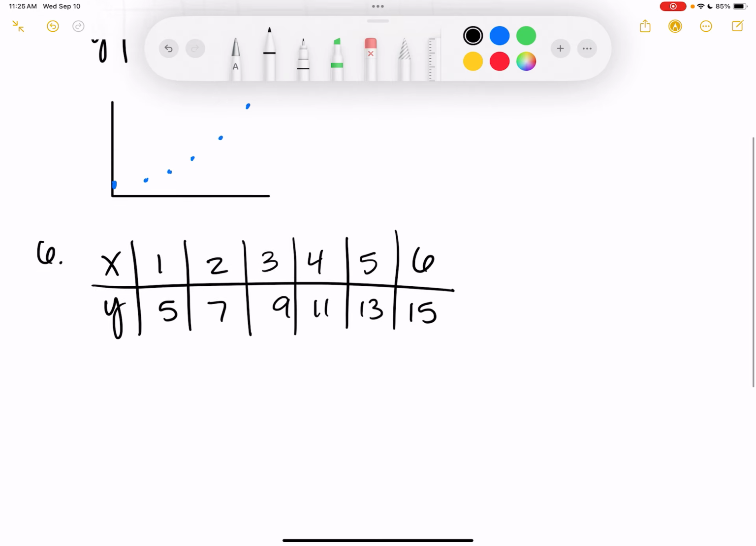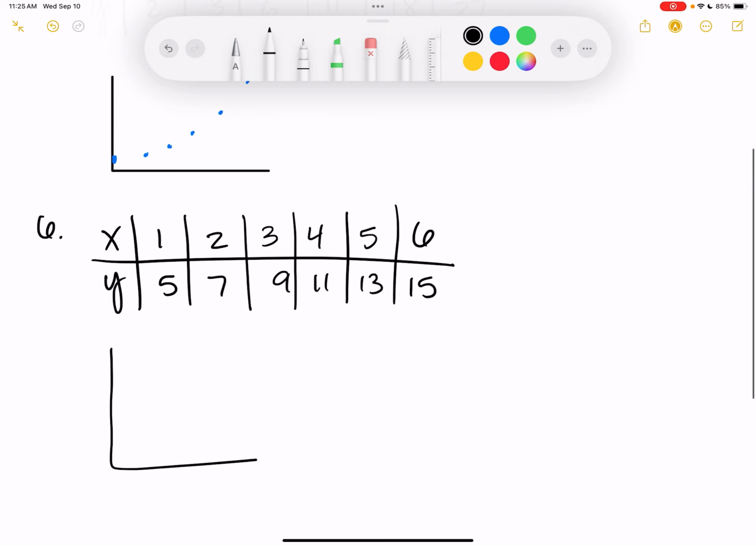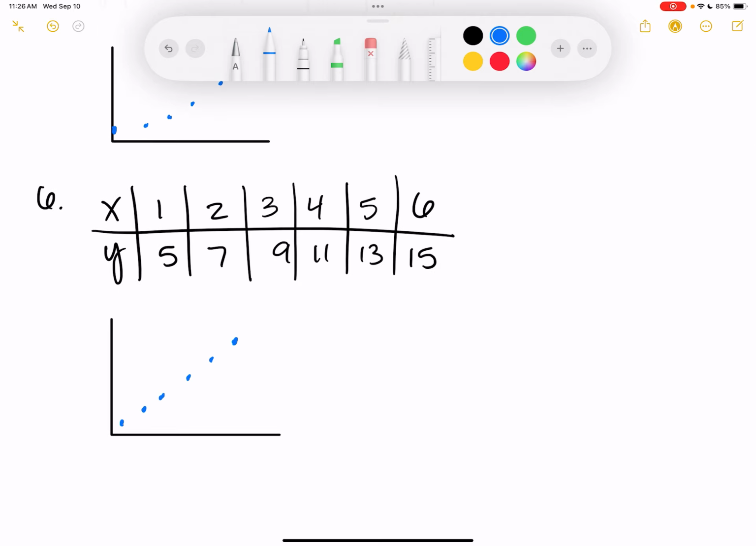Alright, so you just make a scatter plot that looks just like your calculator. It's a straight line. Okay, now this one obviously looks like a line, so we're going to find the best fit line. So this is going to be lin reg. Okay, so we're going to hit stat, calc, and then lin reg. So stat, arrow over to calc, lin reg is option 4.